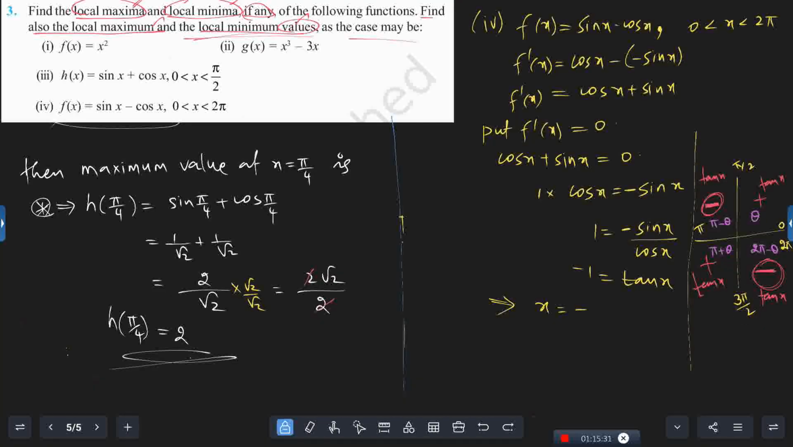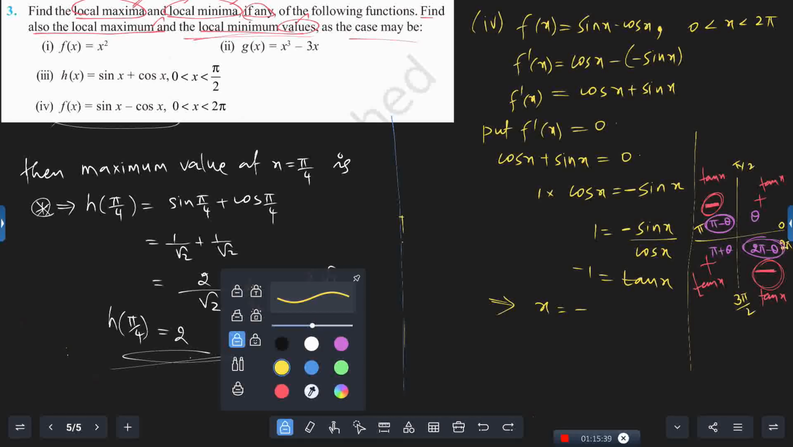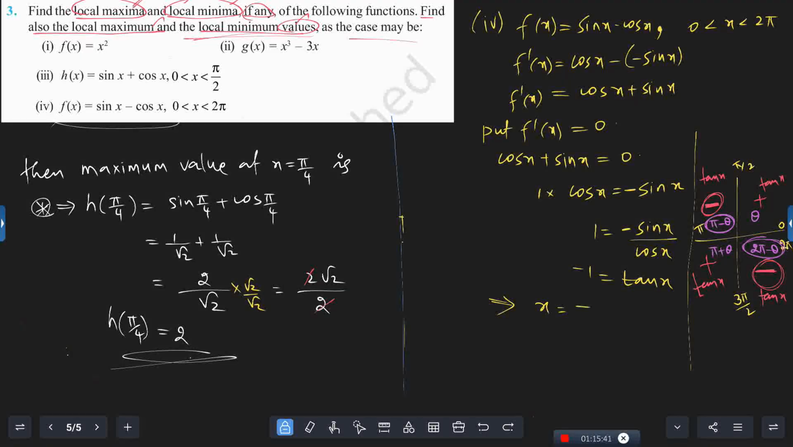Okay, so for the second quadrant it is pi minus theta, and for the fourth quadrant it is 2 pi minus theta. Have you understood? So for the second quadrant, x value is pi minus, where you will be getting 1, pi by 4. Then pi minus pi by 4. Have you understood? This is for the second quadrant, pi minus theta.